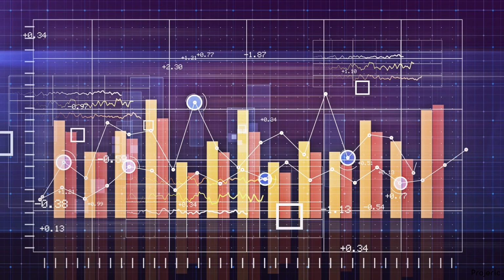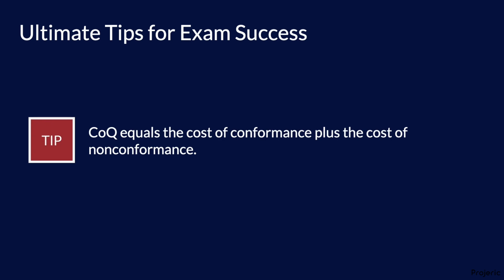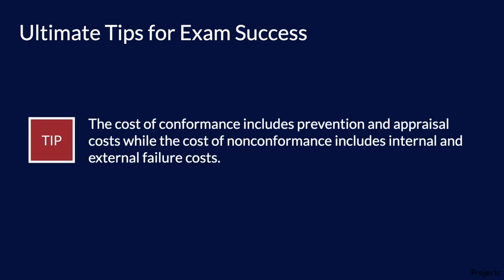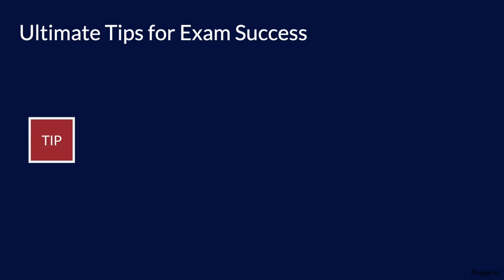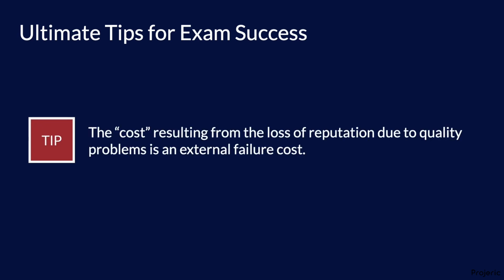Lastly, let's take a look at the ultimate tips for exam success. Know the breakdown of the cost of quality. COQ equals the cost of conformance plus the cost of nonconformance. The cost of conformance includes prevention and appraisal costs, while the cost of nonconformance includes internal and external failure costs. Know what prevention, appraisal, and internal and external failure costs entail. The cost resulting from the loss of reputation due to quality problems is an external failure cost.